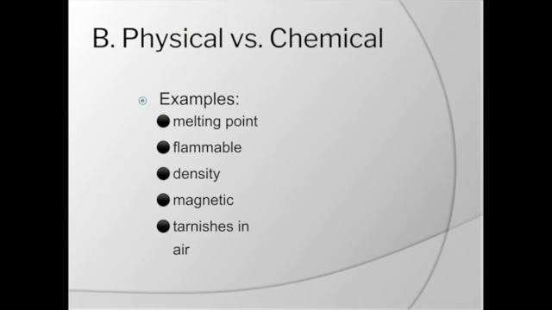Okay, so here we have some examples. A melting point. Well, we already talked about this with the copper. That's physical. Flammable. If something catches on fire, that is reacting. That is a chemical reaction. So that would be a chemical property. Density, that would be physical. Magnetic, that is actually physical. Okay, and then tarnishes in air. So tarnishes, it's like breaking down, another word for reacting. So that would be chemical.